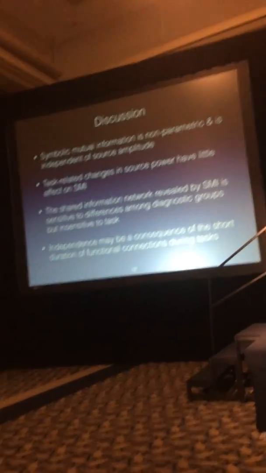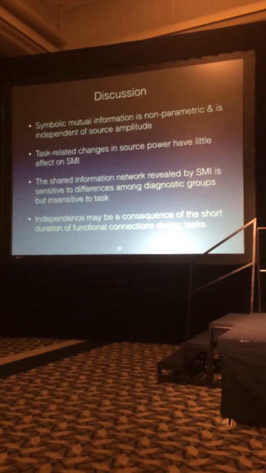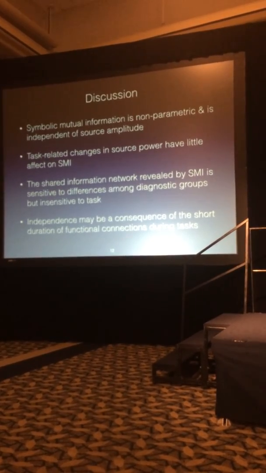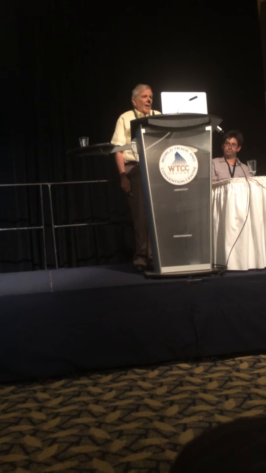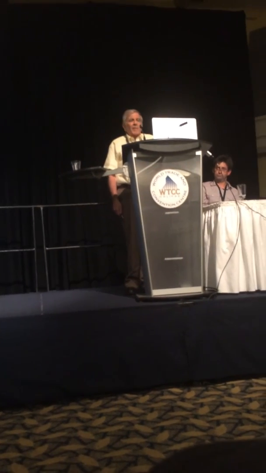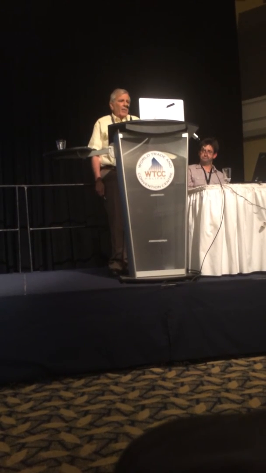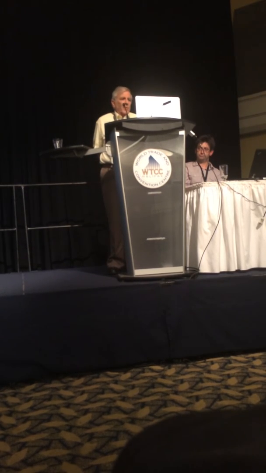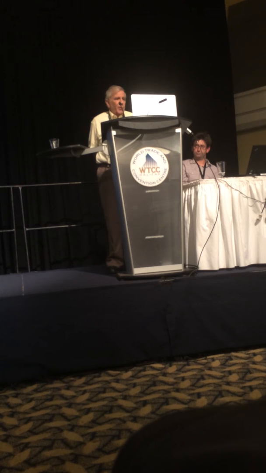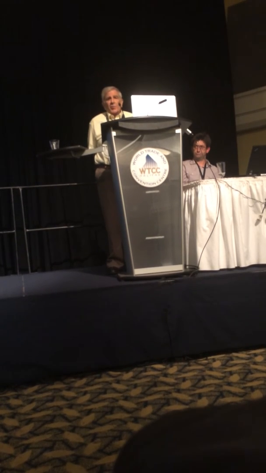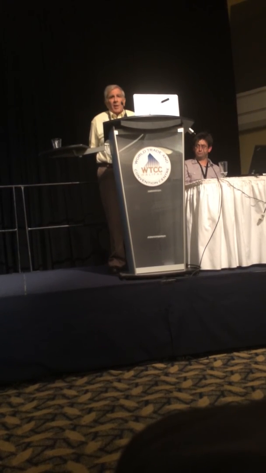Now, symbolic mutual information is a non-parametric method, and it's independent of source amplitude. So for example, those who have shown power-related task dependencies might not be surprised, if you throw away amplitude, not to see this dependency. Task-related changes in source power have little effect on symbolic mutual information. Shared information revealed by the SMI network is sensitive to differences among diagnostic groups, but insensitive to task, and independence may be a consequence of the short time duration. So the task-dependent portion is transient, and if we're integrating over an entire data set, we shouldn't be surprised that there's no contrast among tasks.